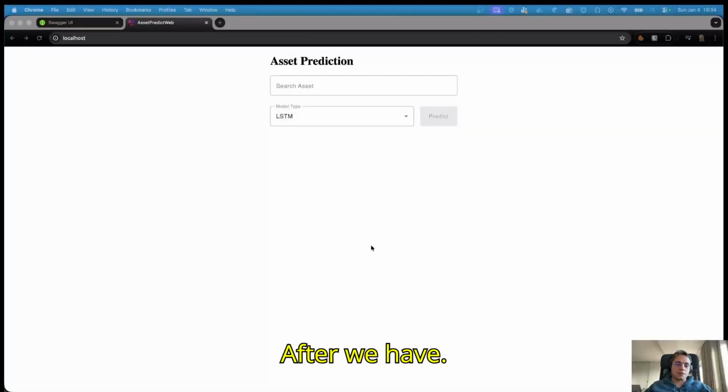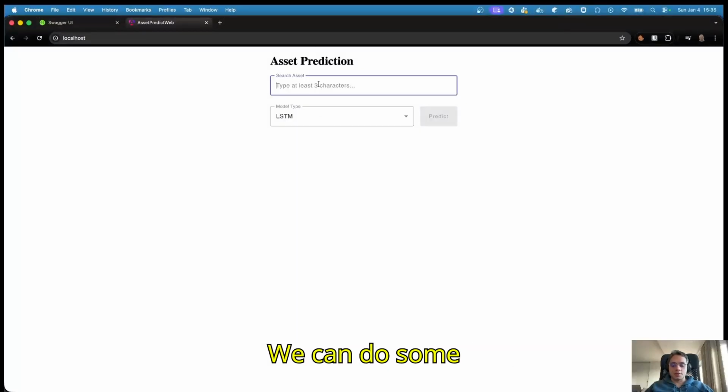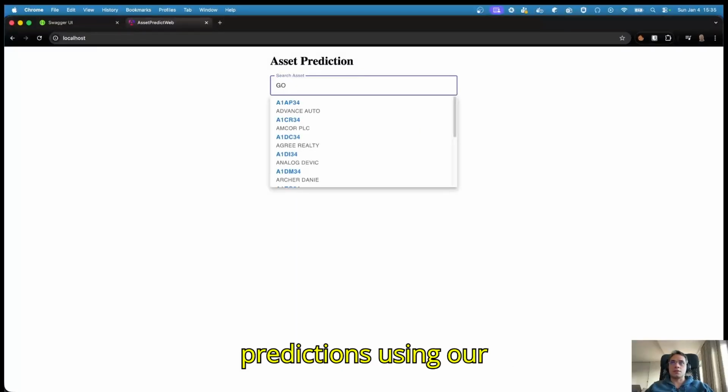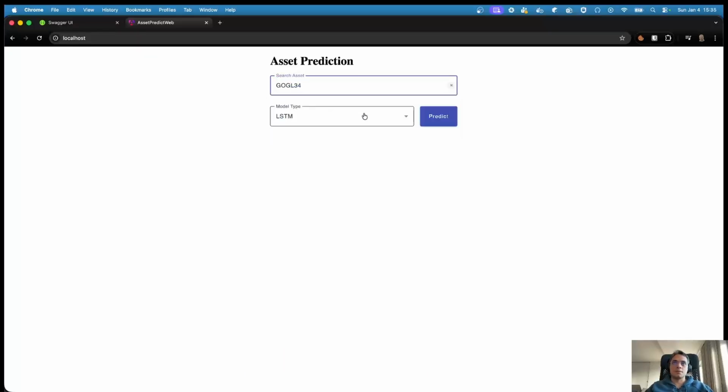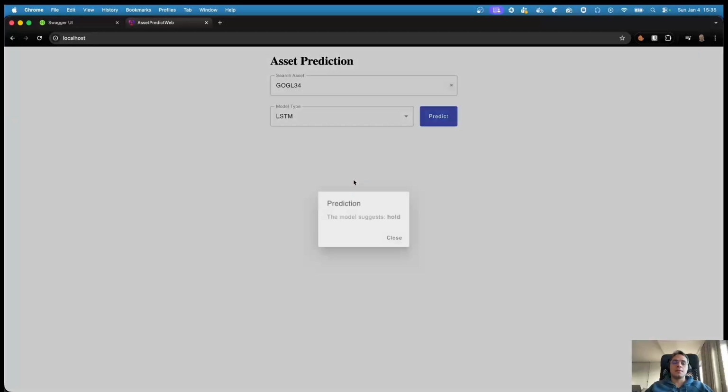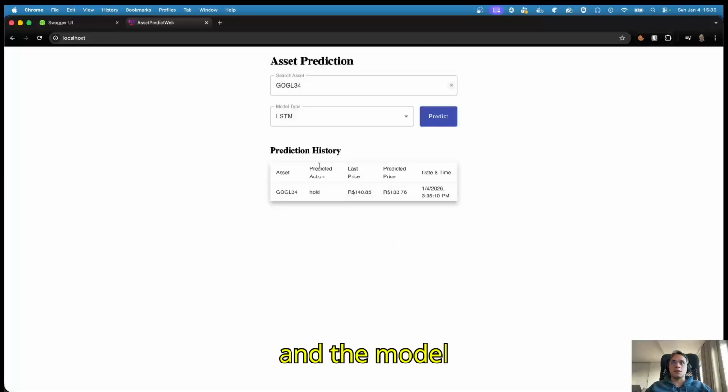After we have our neural network trained, we can do some predictions using our web system, and the model gives us a predicted action and a predicted price for the given asset.